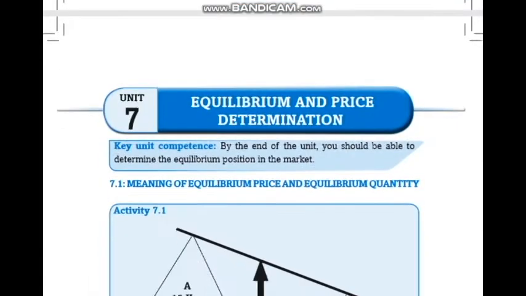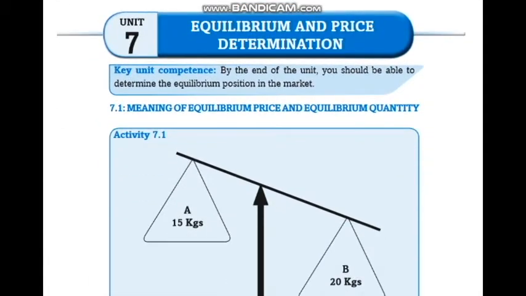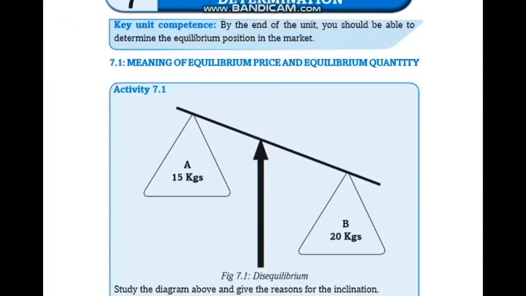So welcome back now. Unit 7, equilibrium and price determination. What is equilibrium? As a key unit competency, by the end of the unit, you should be able to determine the equilibrium position in the market. So after analyzing this unit, you should be able to determine the equilibrium position in the market.